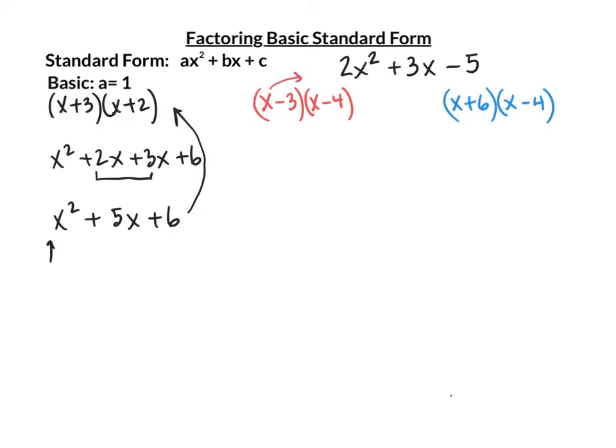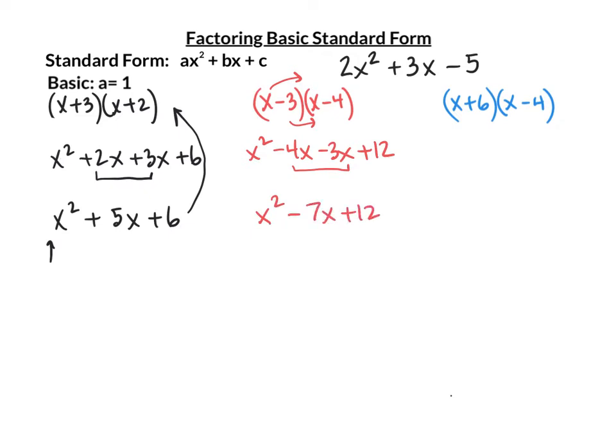Distribute the x to both. x times x is x squared. x times negative 4 is negative 4x. Take the negative 3 to both. Negative 3 times x is negative 3x. And negative 3 times negative 4 is positive 12. Again, simplify the middle. Negative 4x plus negative 3x is negative 7x. I get x squared minus 7x plus 12.